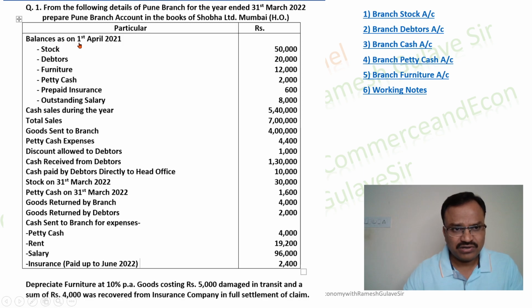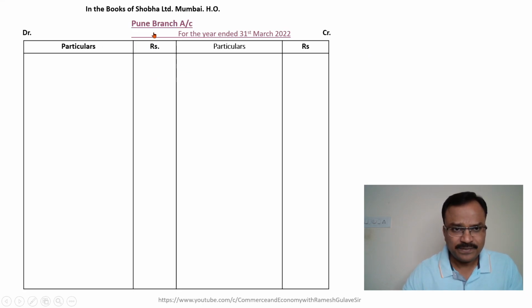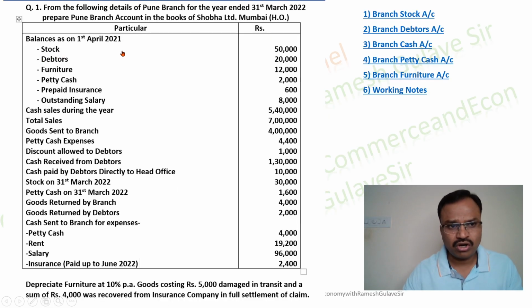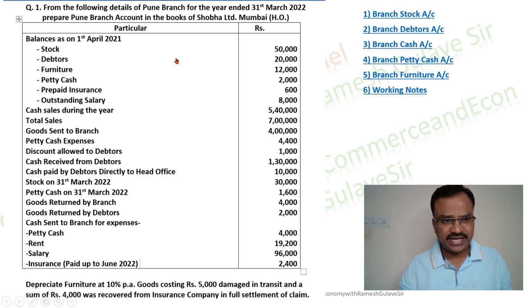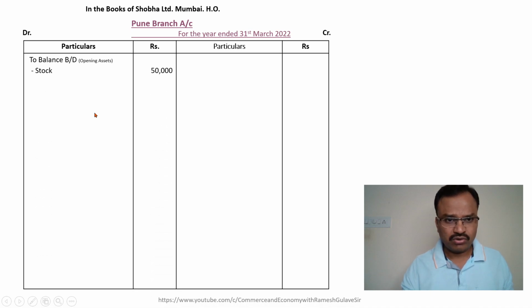Here the balances as on 1st April 2021 are given. It means these are the opening balances of assets and liabilities. In branch account, opening balances of assets are recorded on the debit side. See, on the debit side, to balance brought down, opening balance of assets or opening assets. Here in the question, opening assets includes stock rupees 50,000, debtors rupees 20,000, furniture rupees 12,000. Now let us record this. For stock rupees 50,000, then debtors rupees 20,000 and furniture rupees 12,000.